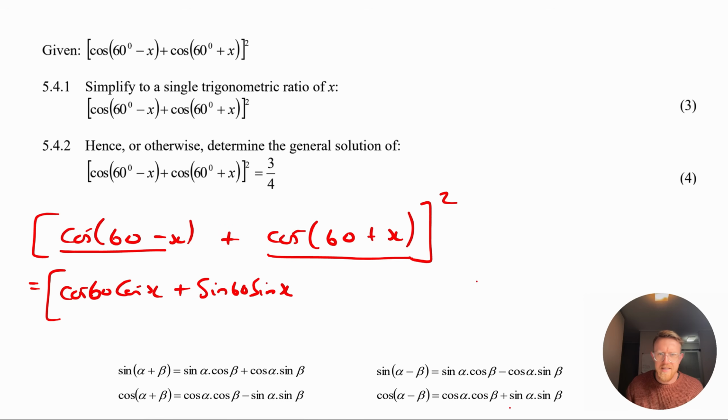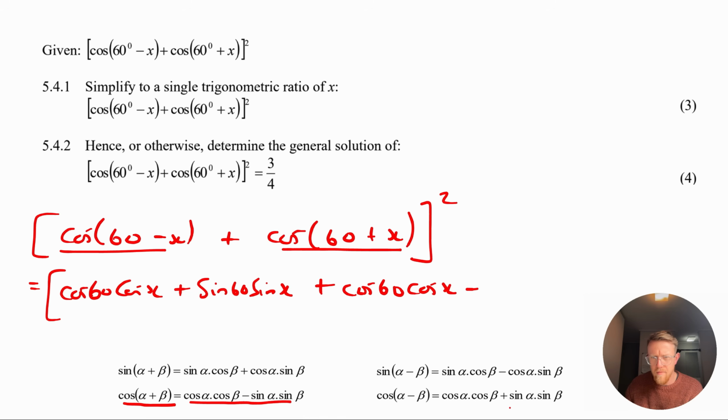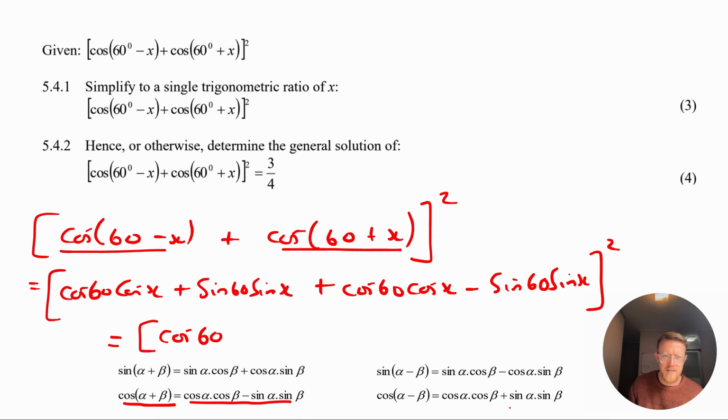And then I'm going to do the exact same with this other one. So that's going to be a cos something plus something. So that's this one, and I'm going to expand it using this now. So that becomes cos 60 cos x minus sin 60 sin x, and then all of that is squared. Now what's nice though is if you look carefully, we've got a sin 60 sin x minus a sin 60 sin x, so that part cancels. And so what we are now left with is cos 60 cos x, and then another cos 60 cos x, and then squared, because these two cancelled.